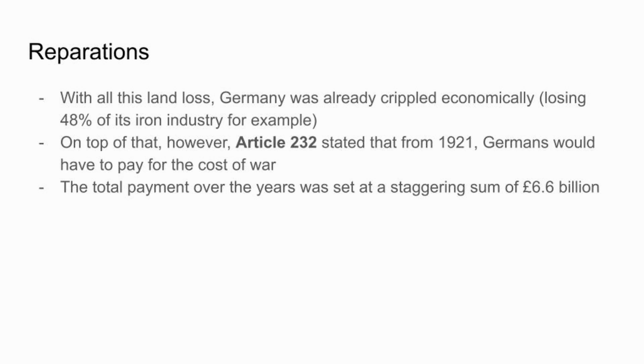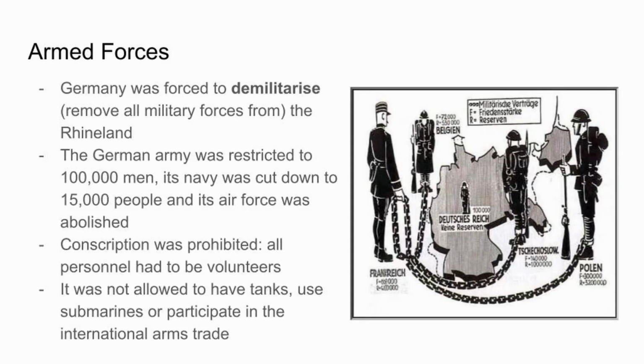Article 232 stated that from 1921, Germans would have to pay the cost of war. And that total payment over the years was set at a staggering sum of 6.6 billion. That is a lot of money. Now, let's take a look at the armed forces.